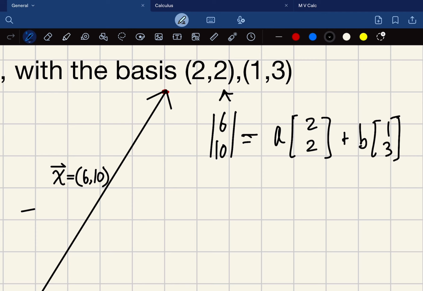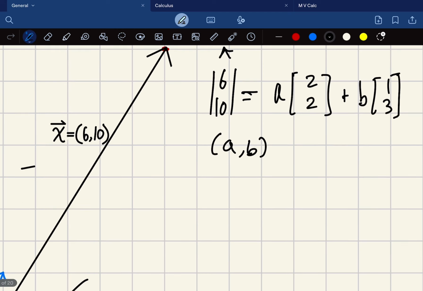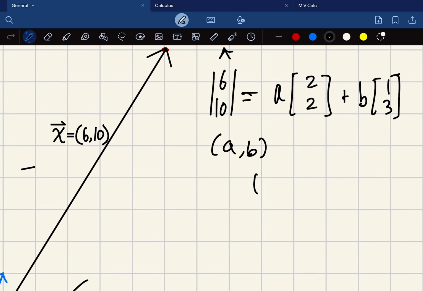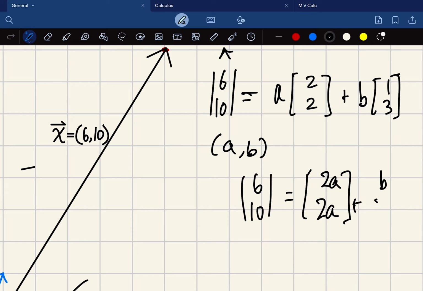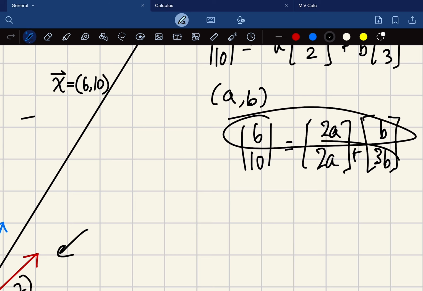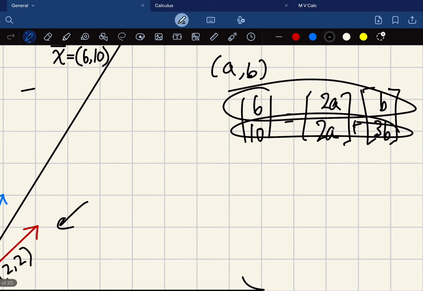Now, the value of this a and b determines the coordinates of this vector. So our answer is going to be in the form a comma b. Now all we need to do is solve. So we have this vector is equal to, you multiply the a to both, so you get 2a plus b, 3b. And now all these columns must be equal to each other. So 6 must be equal to 2a plus b, and 10 must be equal to 2a plus 3b.